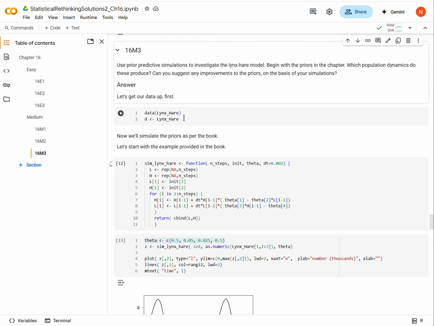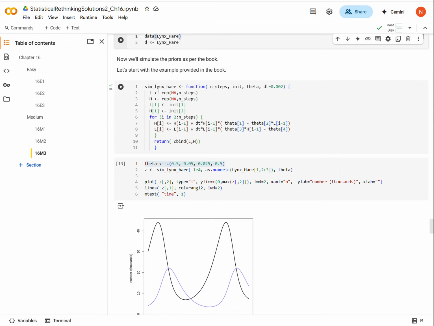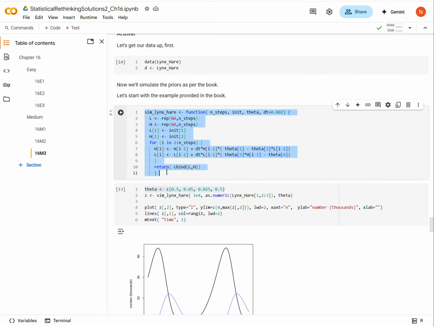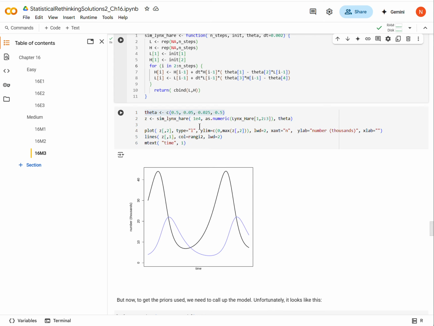So the first thing I'm doing is just pulling up the data here, and I'm calling it D, although I don't actually think that's important. I just did it anyway. Then I'm going to rebuild this function that was given to us in the chapter. This is really just copy-paste from earlier in the chapter. And let's make it a little prettier, maybe. So we've run that, and then I'm going to start with the example that's given in the chapter.